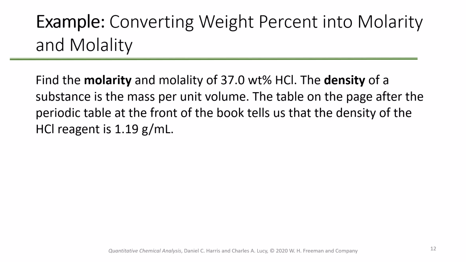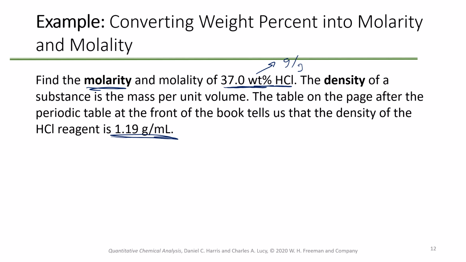Let's practice converting weight percent into molarity and molality. This one says find the molarity, and then we'll do molality on the next slide, of 37% weight of HCl. So that WT is for weight, meaning it's grams per grams. And then the density of a substance is the mass per unit volume. The table, okay, so they'll give us a table on this page after the periodic table on the front, tells us that the density of HCl is 1.19. So they gave us a lot of information.